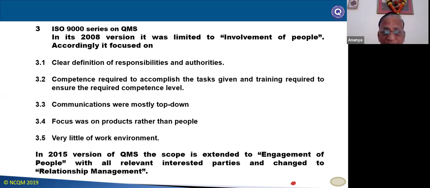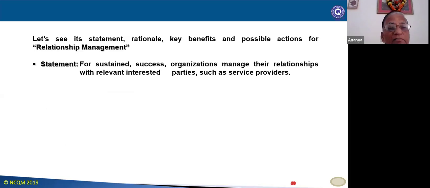Okay. So I explained this already, to engage people and relationship management. There is some information coming in the standard. As you talk about it, there are 7 management principles. What are those? If anybody knows, can tell me.